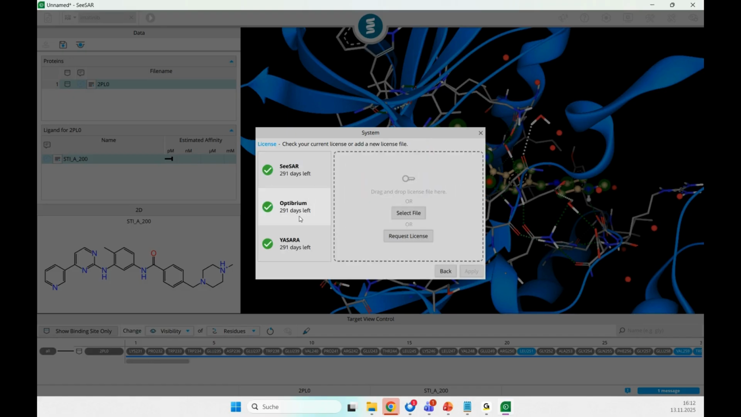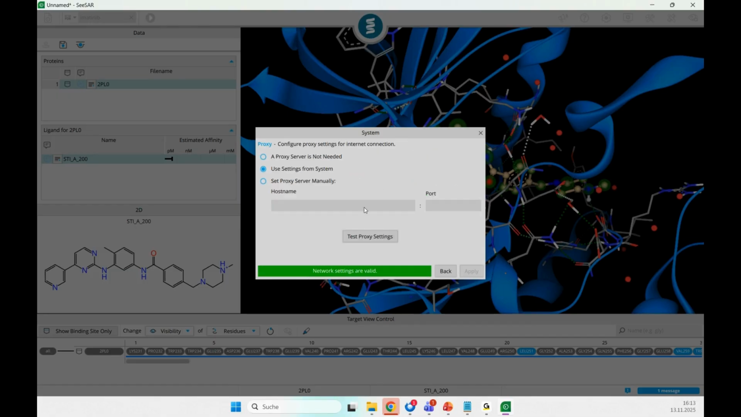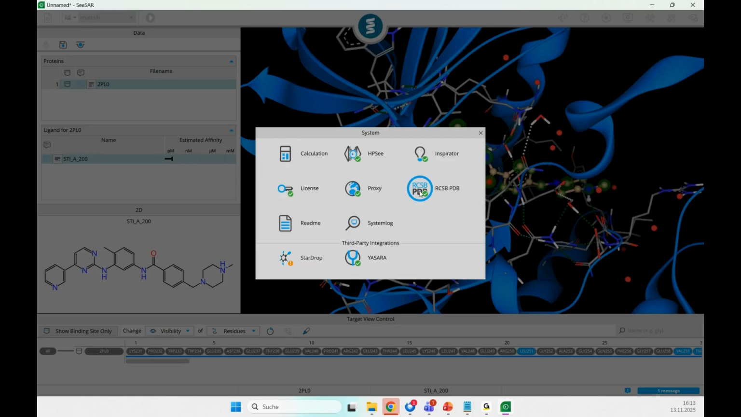In license, you can see how long your license is active and for which features and modes and components it is still active. This way you can also add in your new license or request a license if yours has run out. Proxy is basically just setting up a proxy server, quite important if you're working in a larger company where many people need access to SeeSAR.